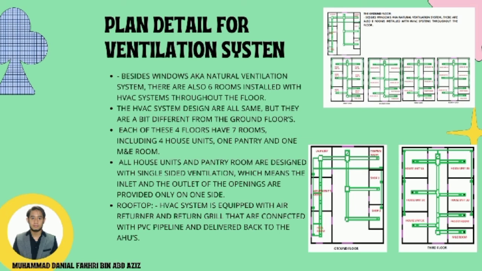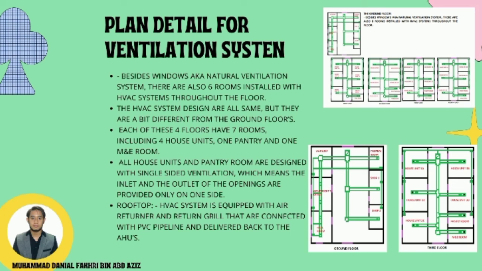For the first floor until the 4th floor, the HVAC system designs are all the same, but they are a bit different from the ground floor. Each of these 4 floors has 7 rooms, including 4 house units, 1 pantry, and 1 M&E room. All house units and the pantry room are designed with single-sided ventilation, which means the inlet and the outlet of the openings are provided only on one side.